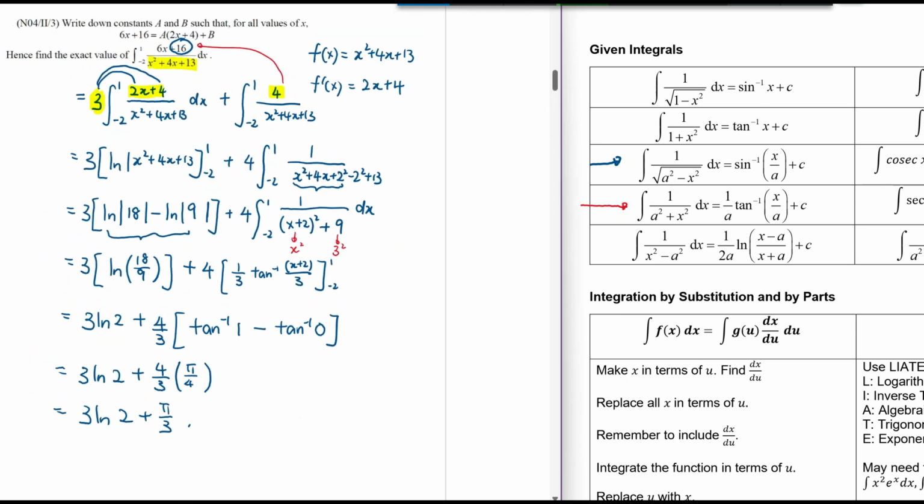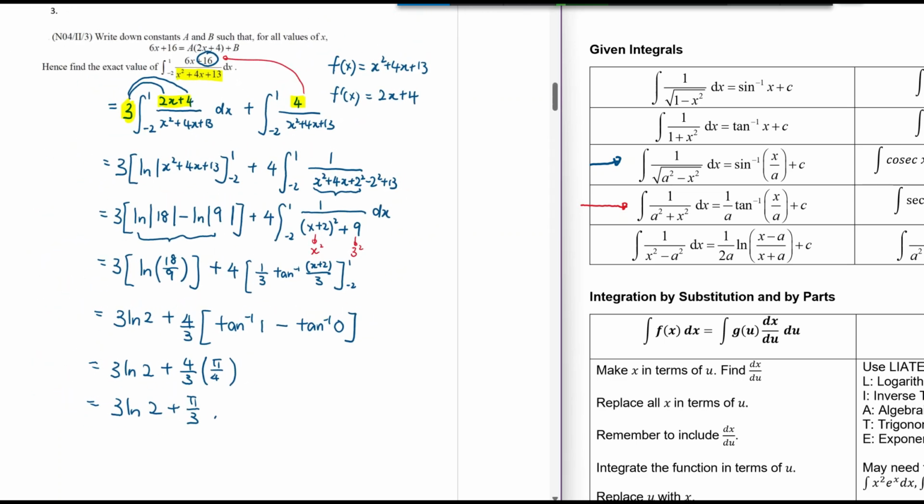And this is how we do splitting. When the denominator cannot be factorized, cannot be expressed into partial fraction form, then we complete the square and apply the formula to get our final answer.